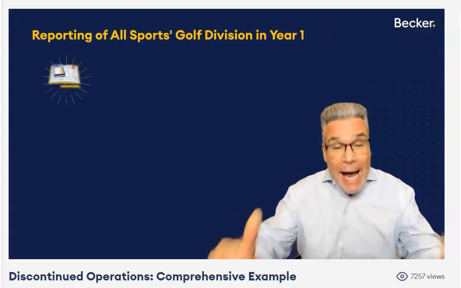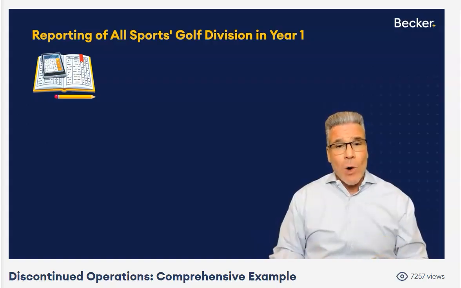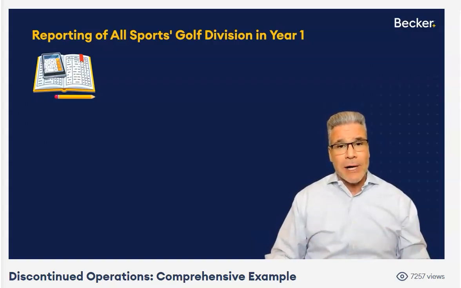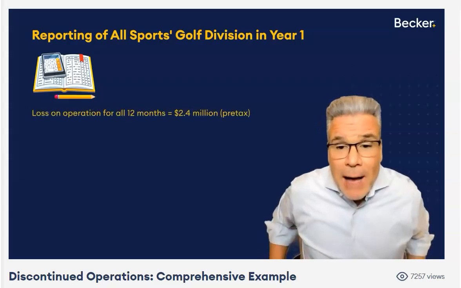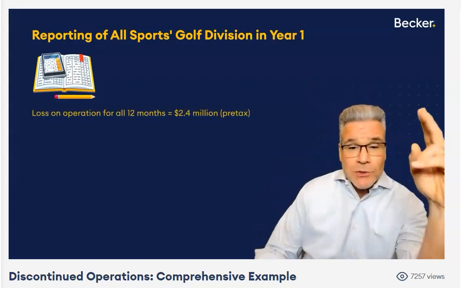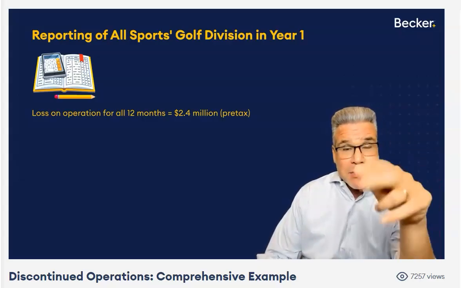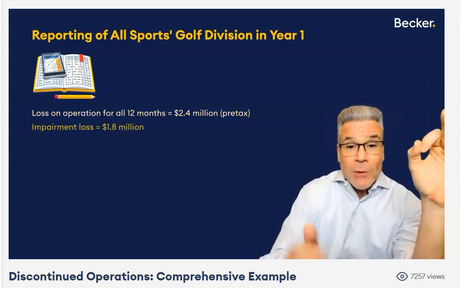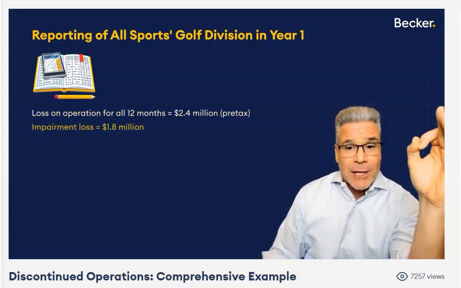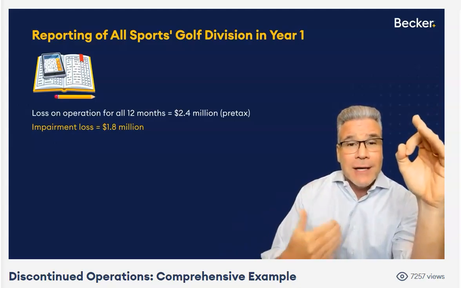Now, after the income from continuing operations after tax, in year one, we're going to report our discontinued operations. We're going to have two items in year one. We're going to have our loss on operations for all 12 months. We're losing $200,000 a month. 12 months, that's going to be $2.4 million pre-tax. And then we have the impairment loss. They show it to you here in the trial balance of $1.8 million. That will also be reported under discontinued operations net of tax.